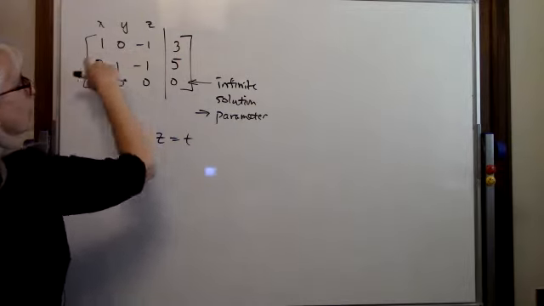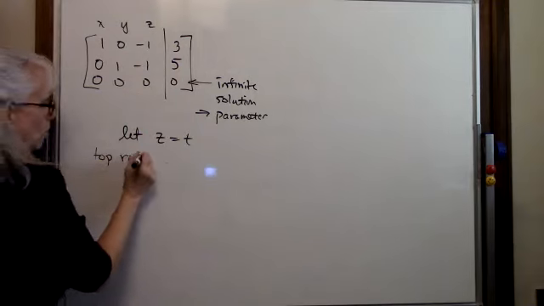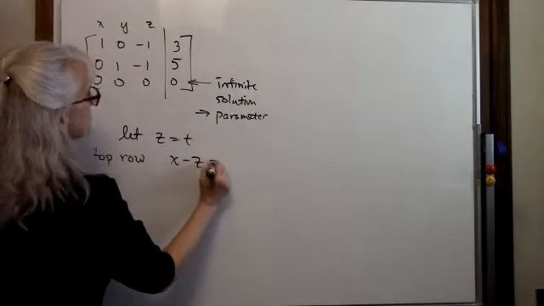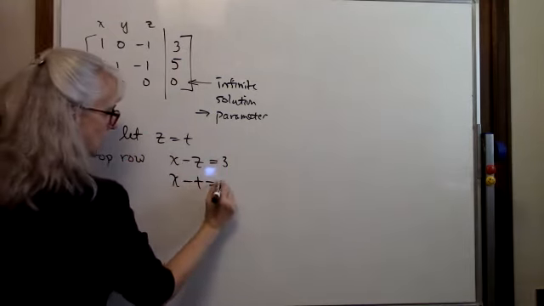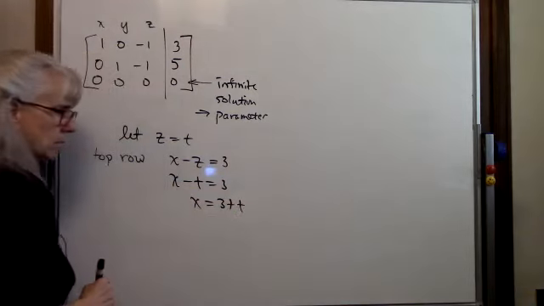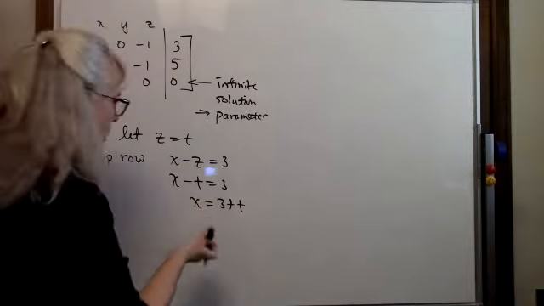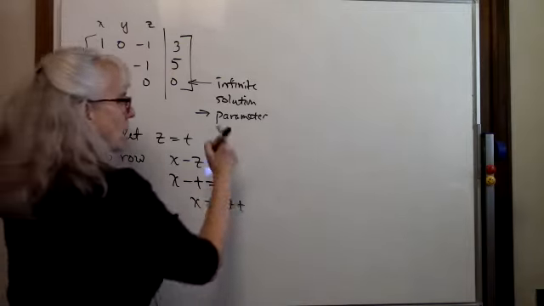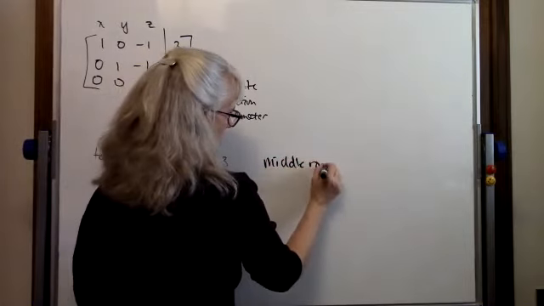So I'm going to go to that top row. From the top row, we have x minus z is equal to 3. But wait, we're no longer using z, we have a t. So x would be equal to 3 plus t. So now I have a formula to give me my x in terms of t.